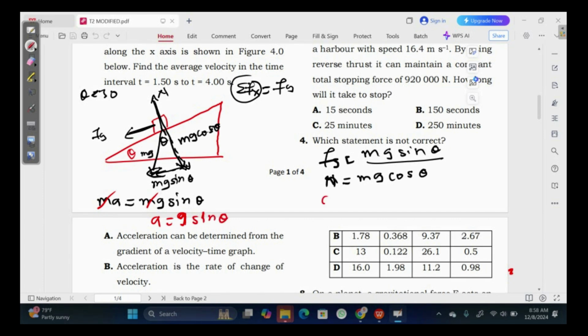So a is equal to g, which is 9.8, times sine 30. 9.8 sine 30 is 4.9. So this is going to be the acceleration. When I go back, I should be able to find the option which is 4.9 as the answer. Let's go.